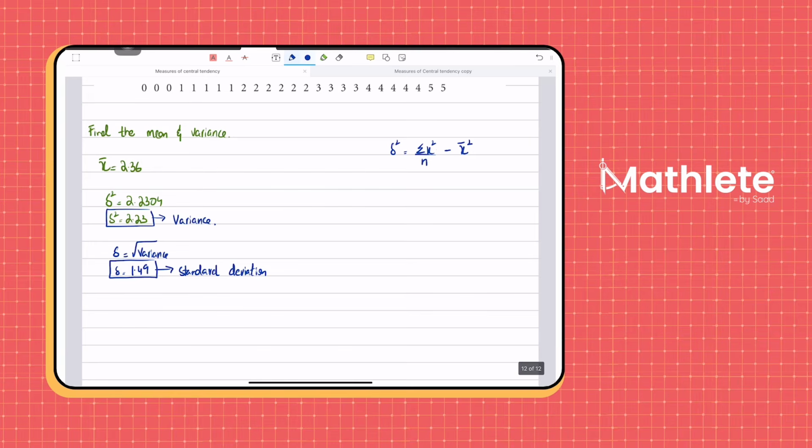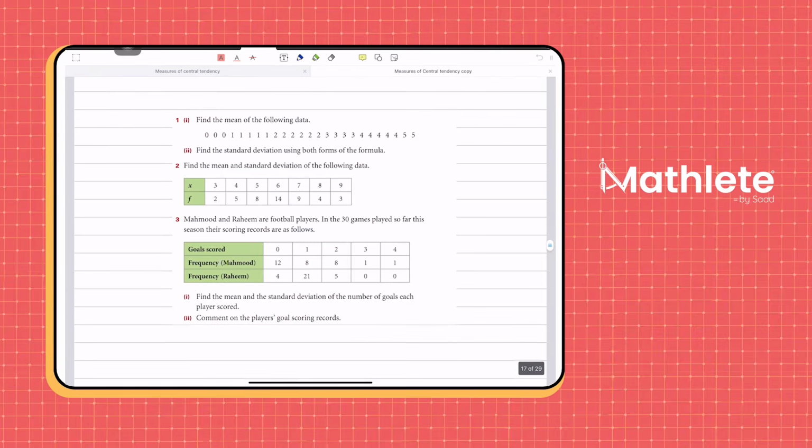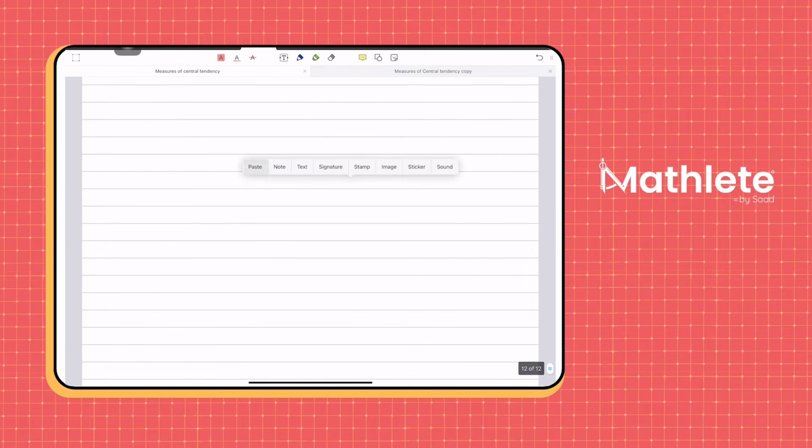Now we have around 15 minutes, that's plenty of time. Let's see how to calculate the standard deviation of group data. Standard deviation or variance, same thing. So I'm going to use a question from the book. Here it is.